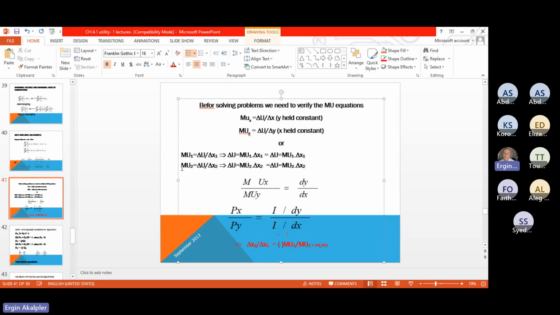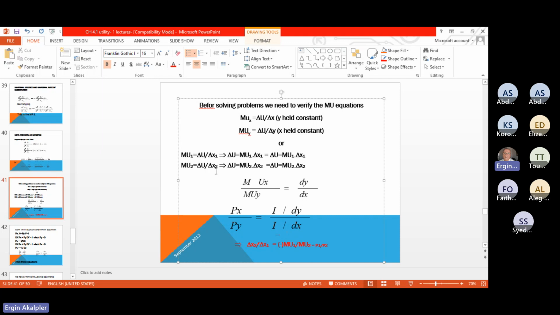And for the second one, marginal utility of 2 is equal to delta u over delta x2. When you multiply both sides by delta x2, you remove delta x2 from the right side and add it to the other side, and this then gives you delta u, which means the utility function differentiation. And this will then equal marginal utility of 2 multiplied by delta x2.